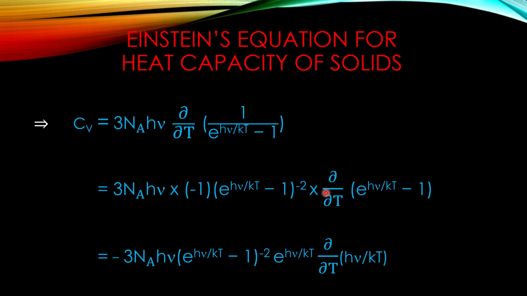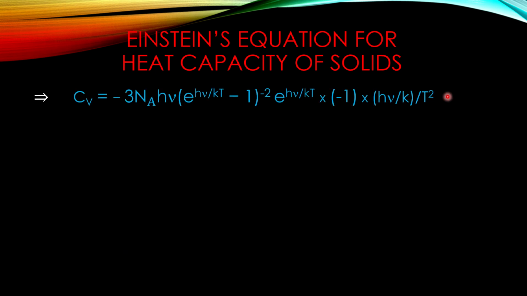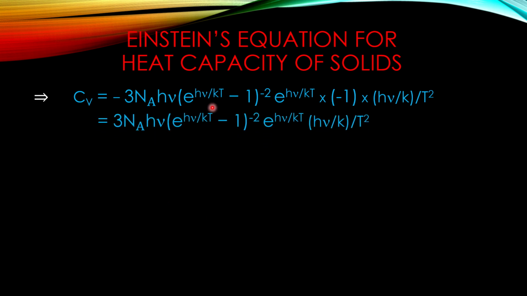Here e to the power h nu by kT comes out after differentiation, and then you have to differentiate h nu by kT with respect to temperature. This will definitely again be a negative result. With h nu by k constants, and 1 by T becomes 1 by T squared, the differentiation result is minus h nu by k T squared. The minus minus cancel each other. As a result, it becomes 3 N_A h nu, then e to the power h nu by kT minus 1 to the power minus 2, then e to the power h nu by kT, and finally h nu by k T squared.